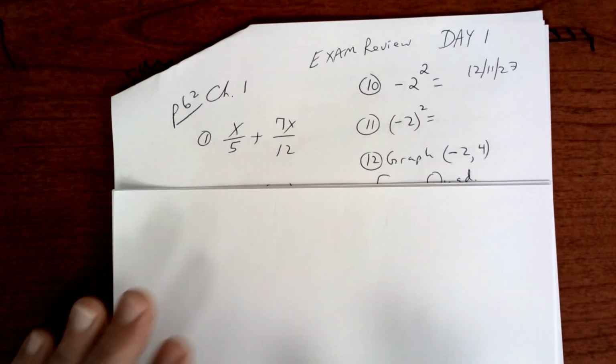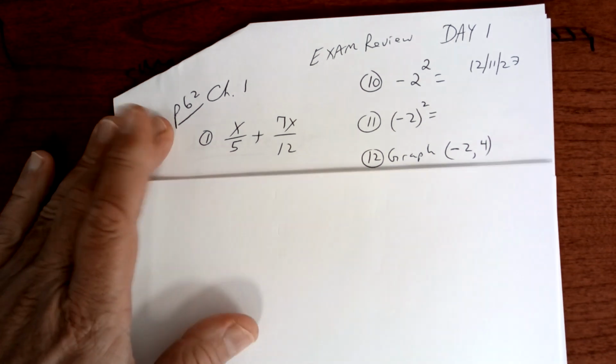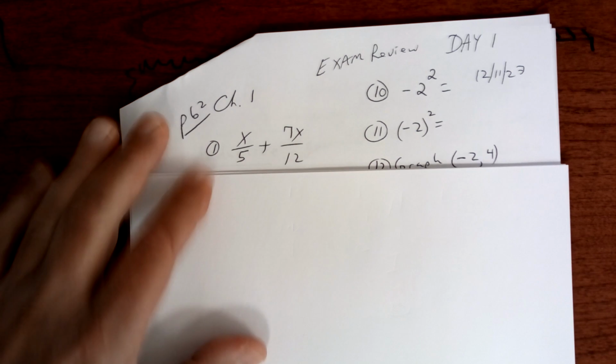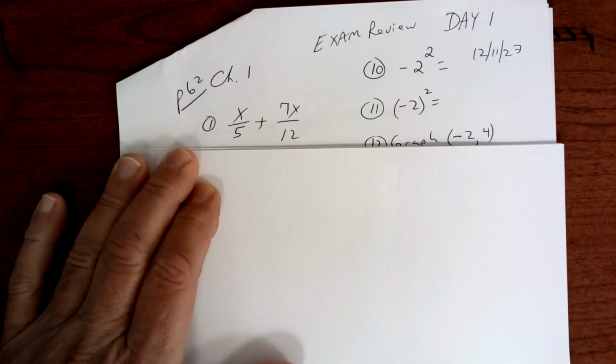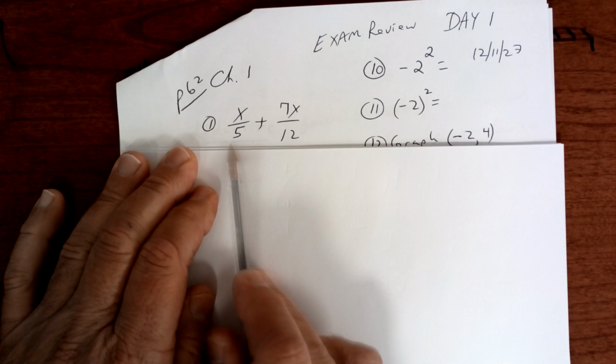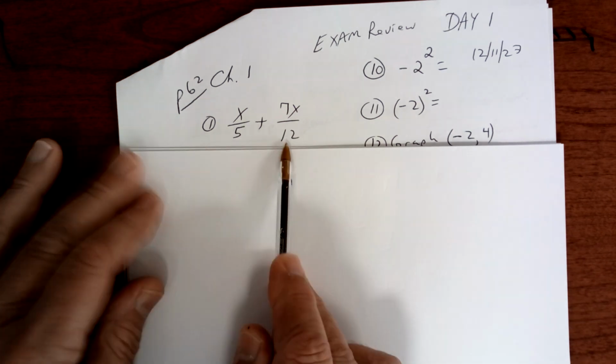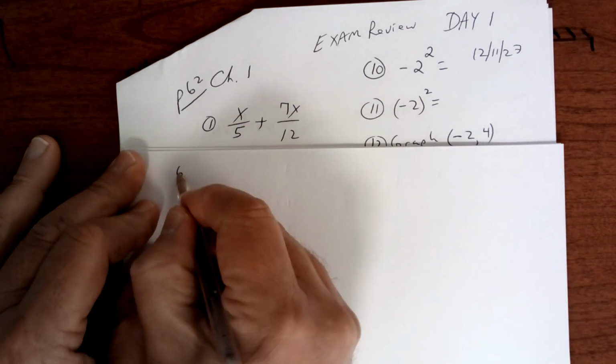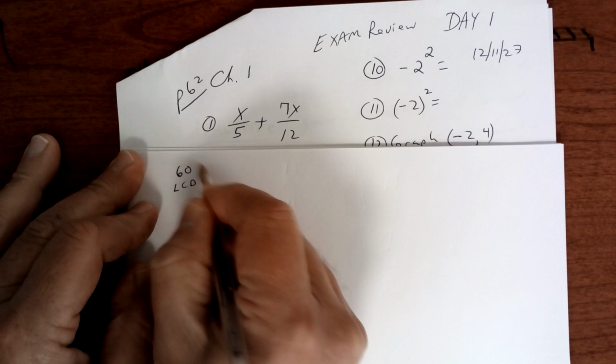Okay, so number one, you're adding. So you have to find the least common denominator. And I'm not sure other than multiplying these two together. So I'm just going to say 60, 5 times 12. And it may not really be the least.